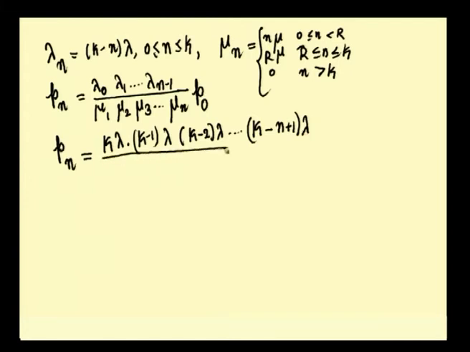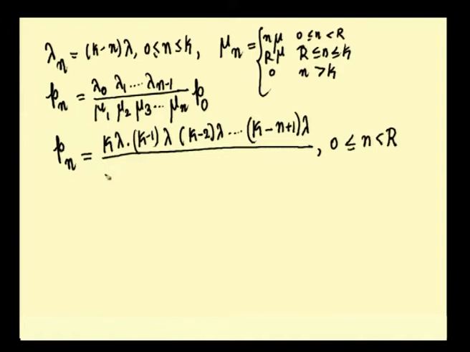So, this accounts for the total n terms there, and in the denominator we have what we are writing here, in the case when 0 is less than or equal to n less than r. Why do we have this split up? Not mainly because of lambda n, but because of the service rates mu n.